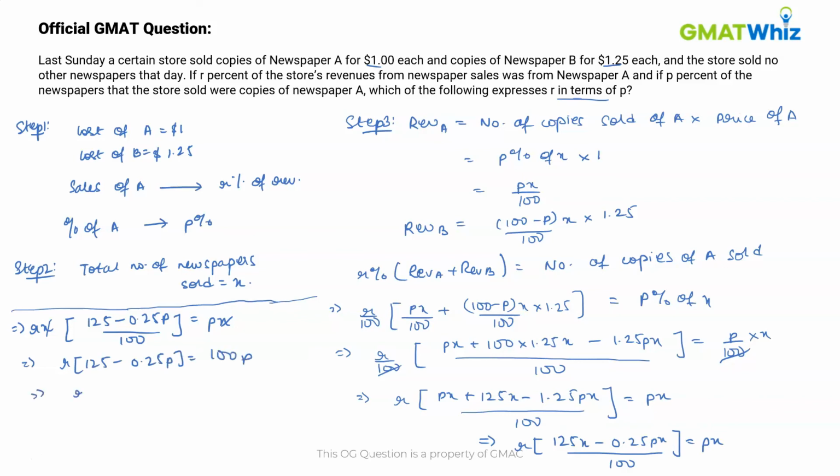Now this gives us R equals 100 P by (125 minus 0.25 P). Now 0.25 can be written as 1 by 4 times P, which is equal to 100 P by (500 minus P) by 4. This gives us the value of R, 400 P by 500 minus P, which is option D.